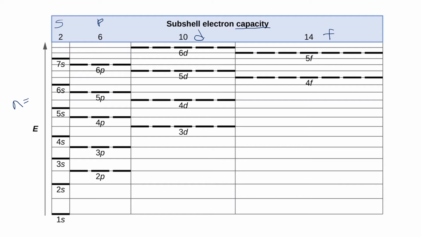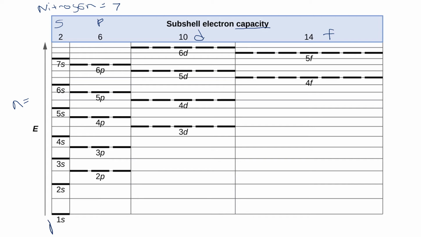So let's say we have a question about the electron configuration of, let's just choose the element nitrogen, for example. So nitrogen is on the periodic table. It has atomic number 7. So that means that it has 7 electrons.